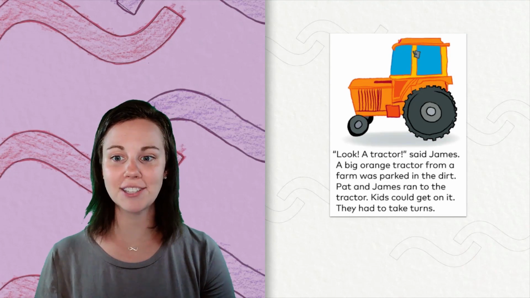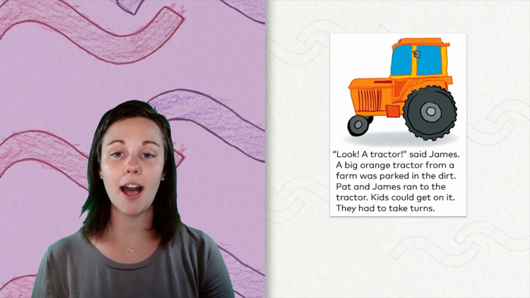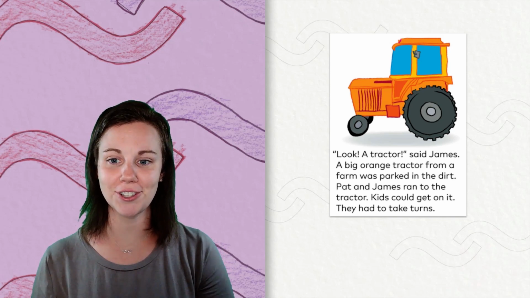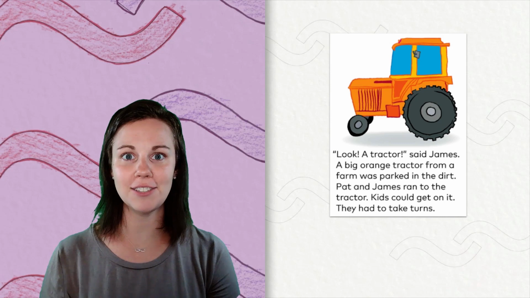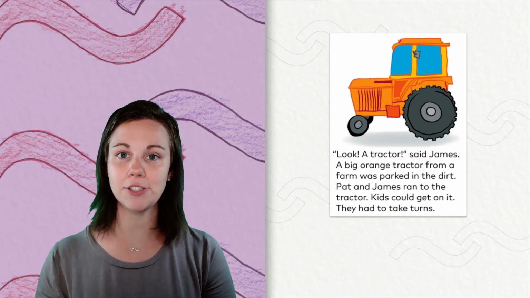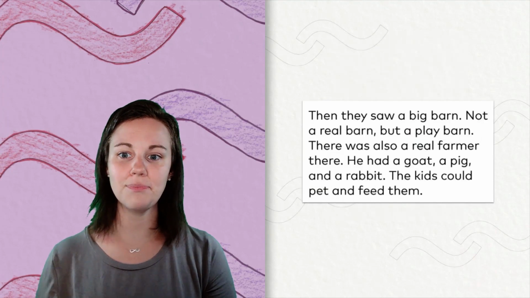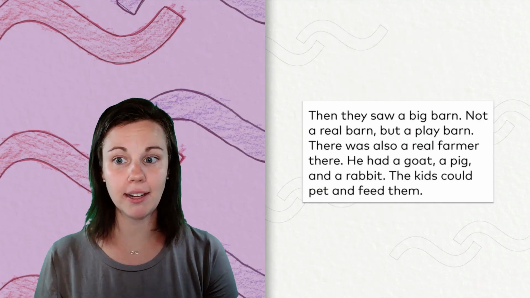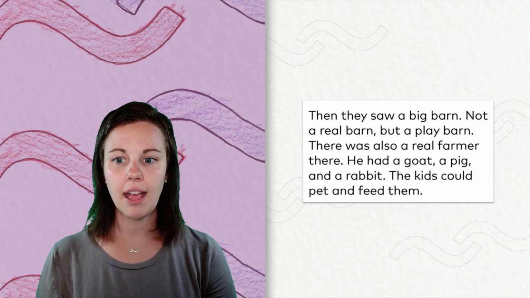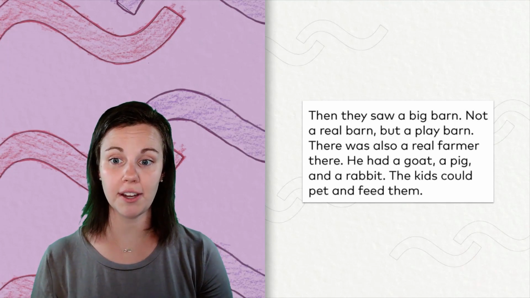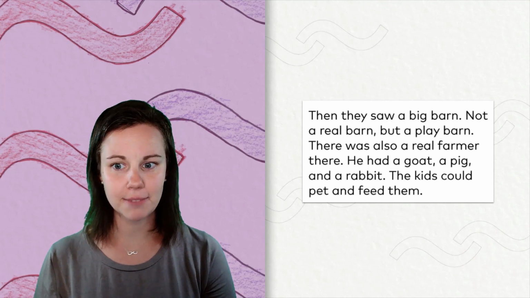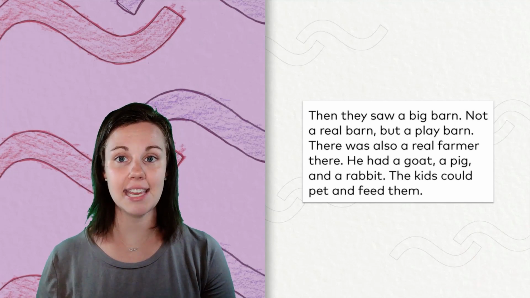Look, a tractor, said James. A big orange tractor from a farm was parked in the dirt. Pat and James ran to the tractor. Kids could get on it. They had to take turns. Then they saw a big barn. Not a real barn, but a play barn. There was also a real farmer there. He had a goat, a pig, and a rabbit. The kids could pet and feed them.